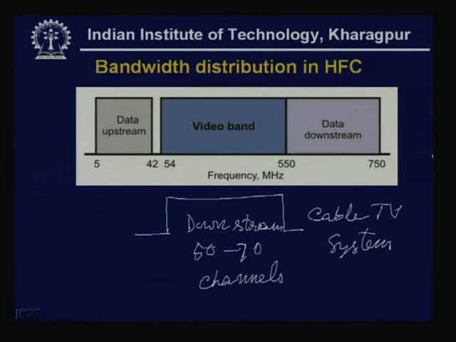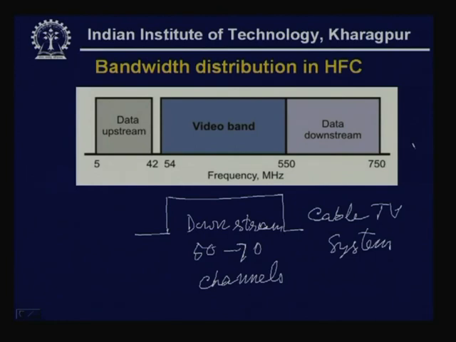But here we find we have 3 distinct frequency bands. We have retained the video band, that is the downstream frequency band used for video distribution. In addition to that, there are 2 data bands, one is data upstream and another is data downstream. Data upstream band is from 5 to 42 and data downstream is from 550 to 750. We observe that the upstream bandwidth is much smaller than the downstream bandwidth.